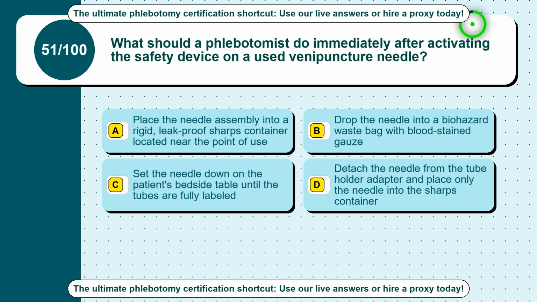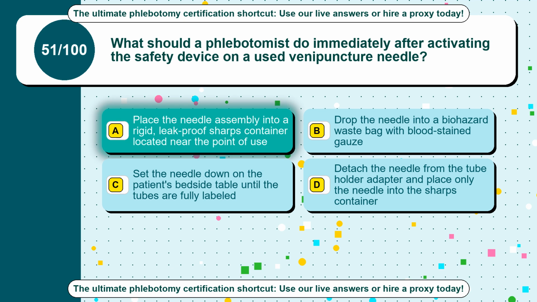Question 51. What should a phlebotomist do immediately after activating the safety device on a used venipuncture needle? Option A, place the needle assembly into a rigid, leak-proof sharps container located near the point of use. Option B, drop the needle into a biohazard waste bag with blood-stained gauze. Option C, set the needle down on the patient's bedside table until the tubes are fully labeled. Option D, detach the needle from the tube holder adapter and place only the needle into the sharps container.